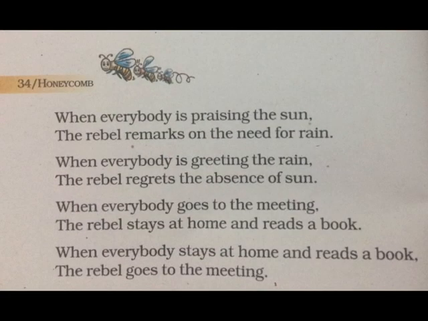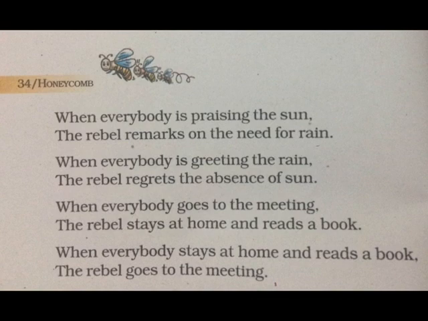When everybody is praising the sun, the rebel remarks on the need for rain. When everybody is greeting the rain, the rebel regrets the absence of sun. Here are examples of different instances in which the rebel behaves in similar ways. He is the same with respect to the weather. It is difficult to bring the rebel on board, for he would appreciate the sun while all others would be welcoming the rains, and welcome the rains while others would be enjoying the sun.